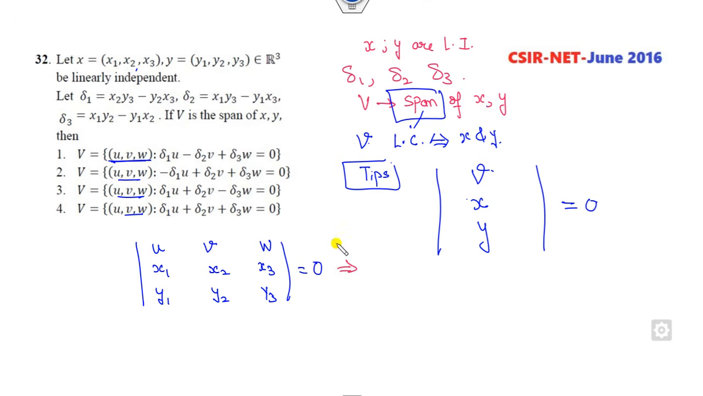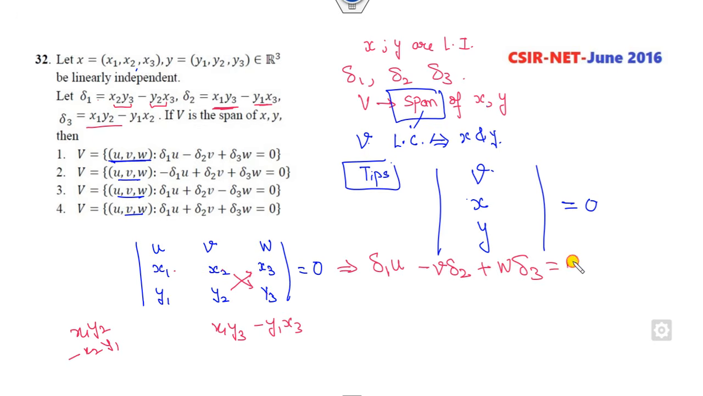Now we can expand them and check which one is the relation. If you expand them, it will be X2, Y3 minus Y2, X3, that is delta 1 of U, minus V times X1, Y3 minus Y1, X3. Is there any other value? X1, Y3, Y1, X2. So minus delta 2. Then plus W times X1, Y2 minus X2, Y1, which is delta 3. That is the required answer.